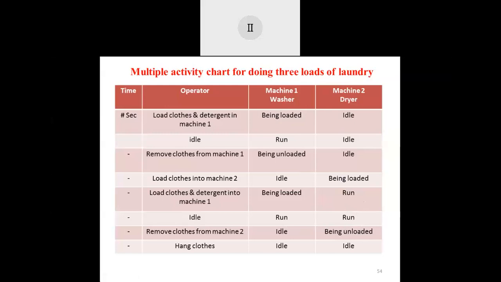So when the drying operation is over, we need to take out the cloth from the dryer. So it is being unloaded. Then hang cloth, both the machine washer and machine dryer are idle. So in this multiple activity chart we can have an idea at the same time scale what an operator or machines are doing, whether it is running, some operation is going on, etc. We can find out using this multiple activity chart.